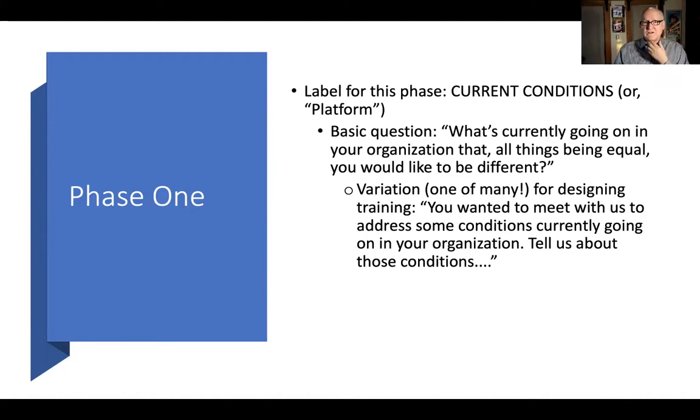You wanted to meet with us to talk about some conditions that are currently going on in your organization. So tell us about those conditions. You can see how it's the same question, just slightly different language. And you can also hear that it is equally supportive, affirming, reflecting more kind of congenial curiosity than reflecting some kind of search for what's wrong. And this is the vibe that you want to construct in these needs assessment interviews, this kind of congenial curiosity.